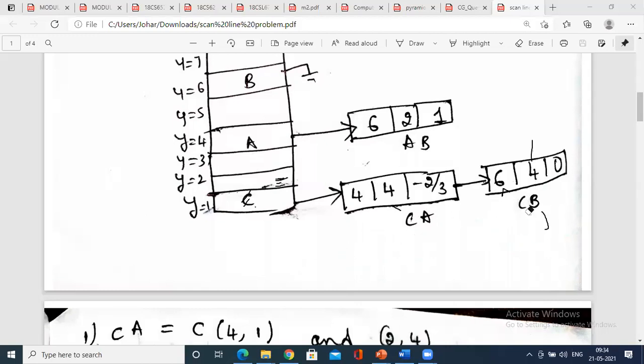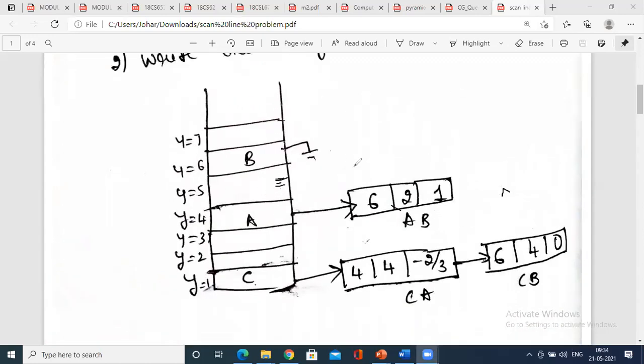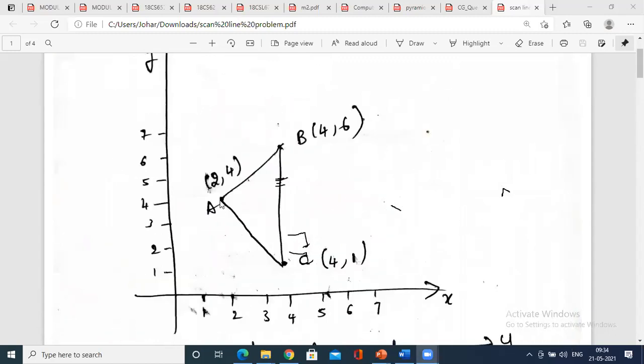This is how we do the global edge table. Now coming to y equals 2. Do we have anything? So it is null, nothing is there. Y equals 3, nothing is there, right? When you come to y equals 4, again you have two edges, AB and AC. But AC is already covered, so we will not take it into consideration. We will take only the edge AB.